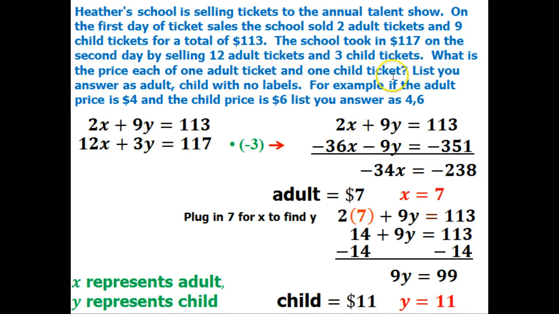Now up here it asked me to list my answer as adult, comma, child with no labels, meaning no dollar signs. So the example is if the adult price were $4 and the child price were 6, I'd write 4, 6. In this case, the adult price is 7 and the child price is 11. So I'm going to write my answer as 7, 11. This would be your answer on this particular one.